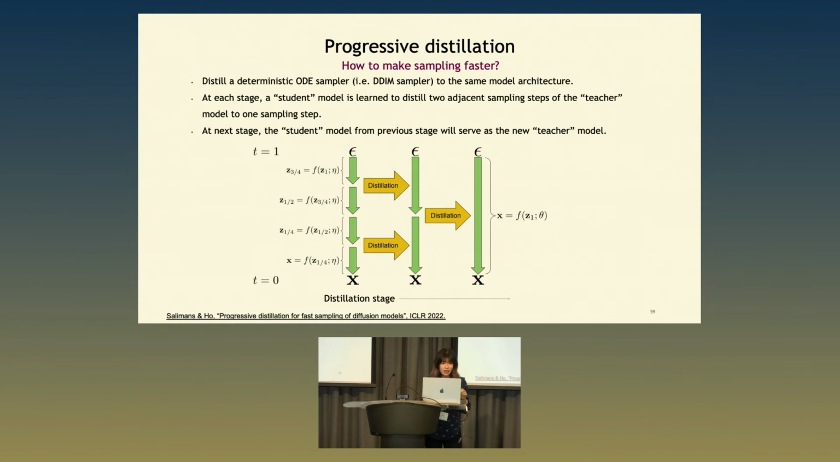And then we will start by having a student model, which is initialized from the teacher model. And during this process, at each stage, we just want the student model to use one sampling step to reproduce the output from the teacher model using two sampling steps. So after the training of each stage, we will halve the number of sampling steps. And then the student model will become the new teacher model. And then we repeat this process, repeatedly halving the number of sampling steps until we reach the desired number of sampling steps, for example, one step.